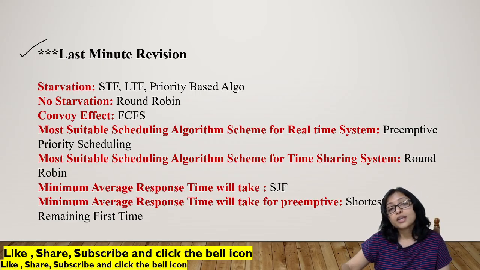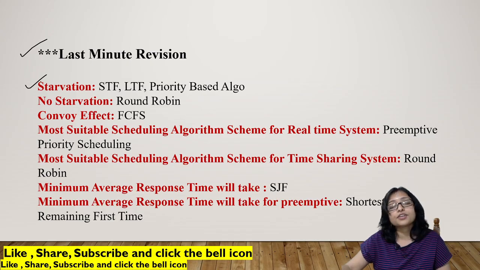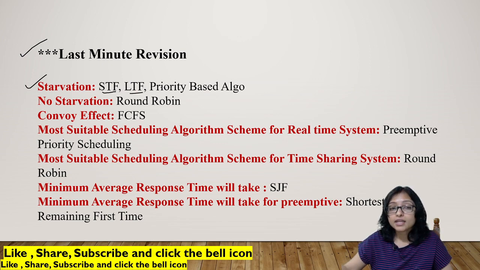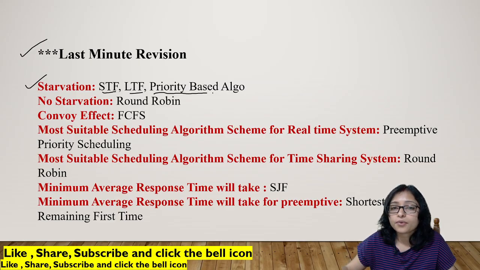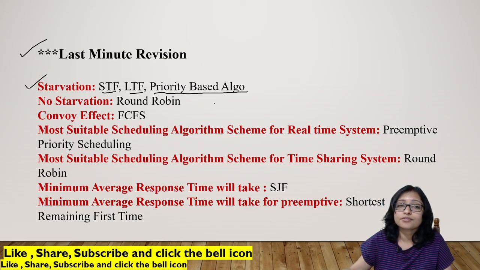And this is your last minute revision, where the starvation is going on. Starvation is there in SJF, LJF, means shortest job first, longest job first, shortest remaining time first. Everywhere the starvation is there, and for the priority algorithm also. In the priority algorithm, there is starvation. Who is shortest, he will get the chance. If I am longest, I will not get the chance. That's why it is called starvation.